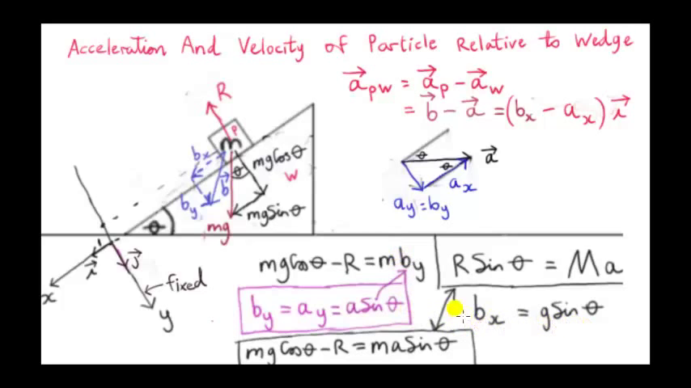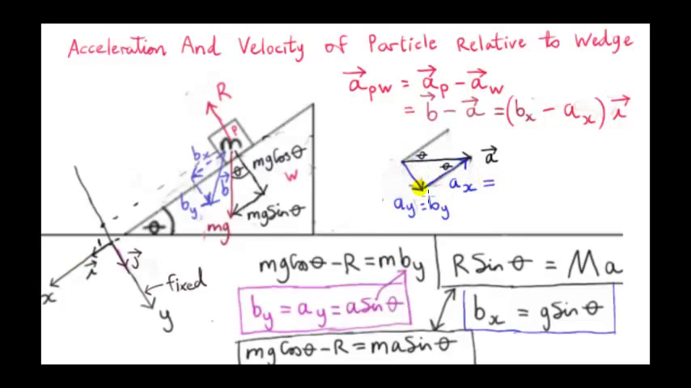Well, we already know what bx is. For any particle of mass m, bx is g sine theta. What's more, it's pointing in the positive x direction, so that's the x component of the acceleration relative to our fixed x-axis. What about ax?